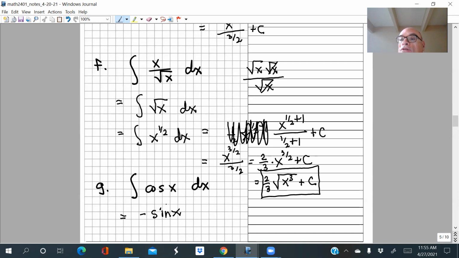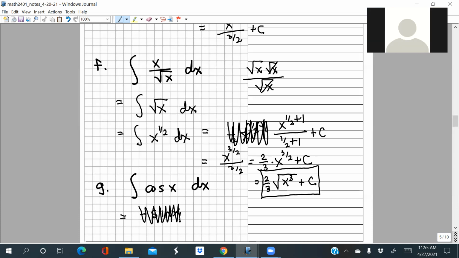But that's the derivative. We're thinking backwards here, okay? So we want to know just the opposite. What function, when I take the derivative, gives me cosine of x? Sine, yeah. So you don't need the negative there, right? It's just sine, because the derivative of the sine is the cosine. We've all got that memorized, right? That's how you want to think of it.